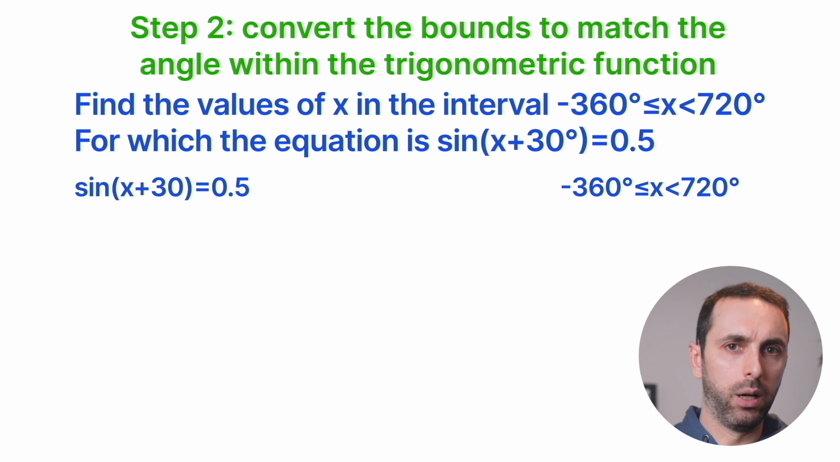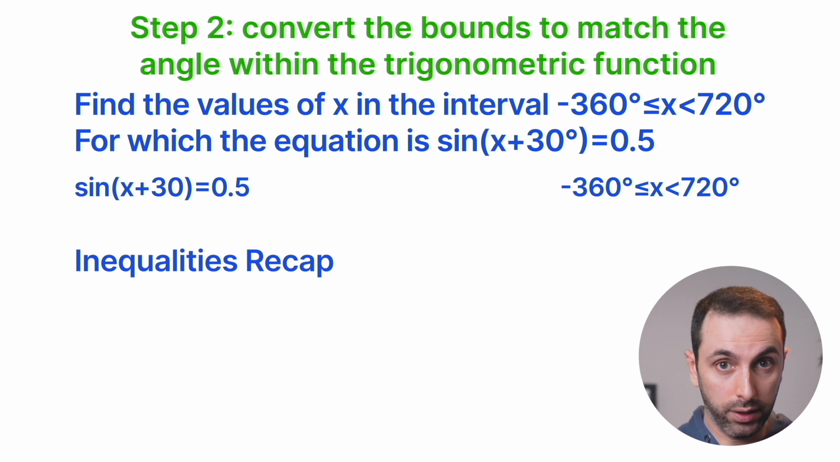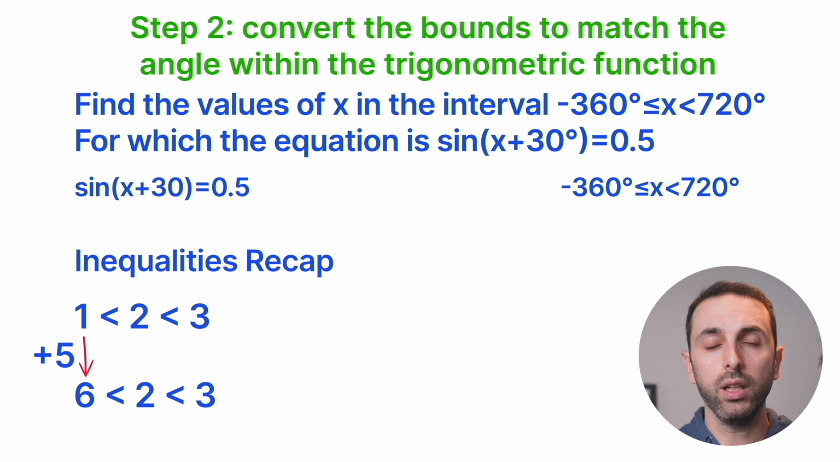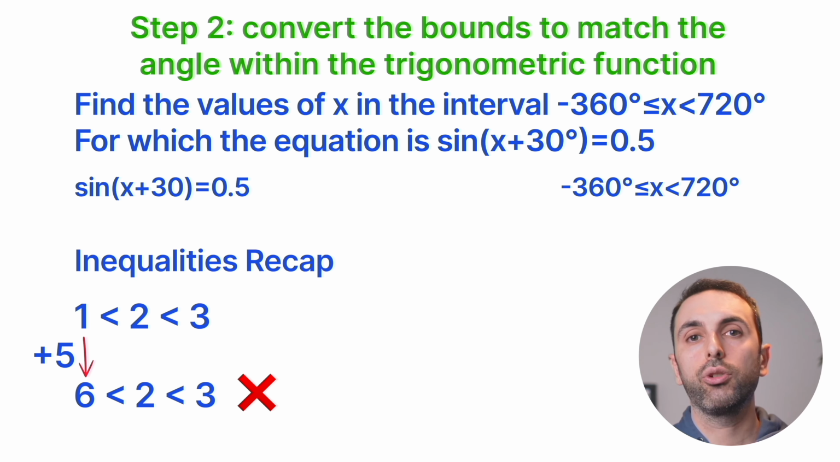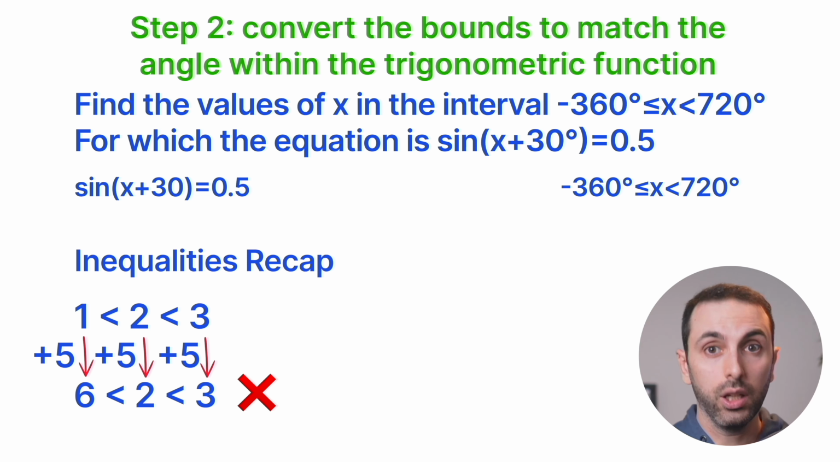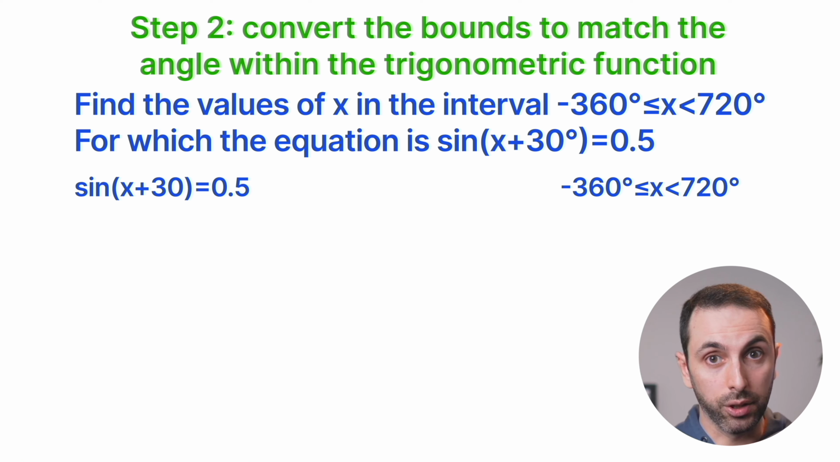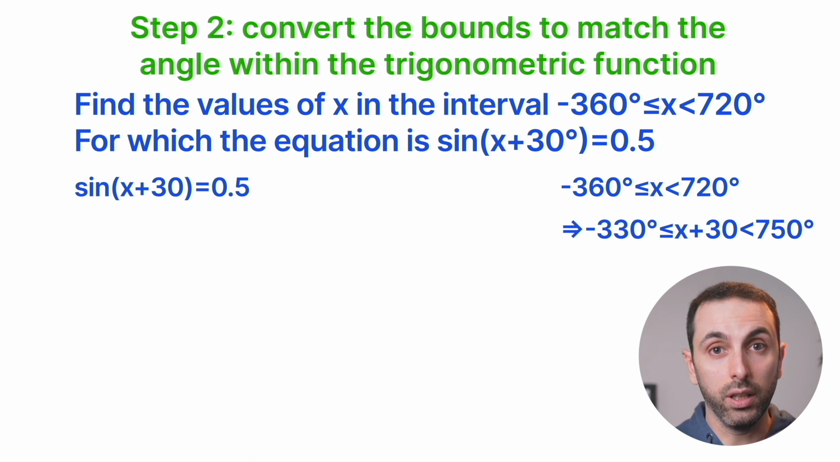Before changing these bounds, just to give a quick inequalities recap, looking at this inequality on the side, although we know that the statement here is clearly true, if I add 5 to one part of the inequality, we can see that this statement is now false. Therefore, in order to ensure that the statement remains true, whatever you add to one part of the inequality, you must also do to the other part too. So referring back to our question, if we want to add 30 in the middle of the bound, we need to add 30 to all parts of the inequality or bounds.